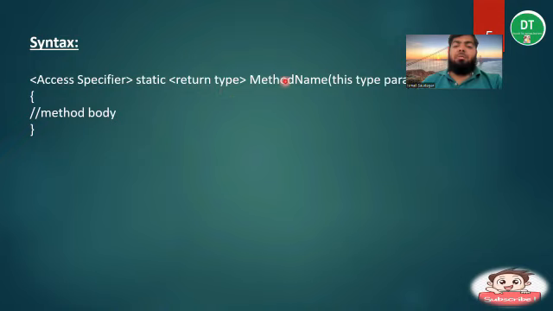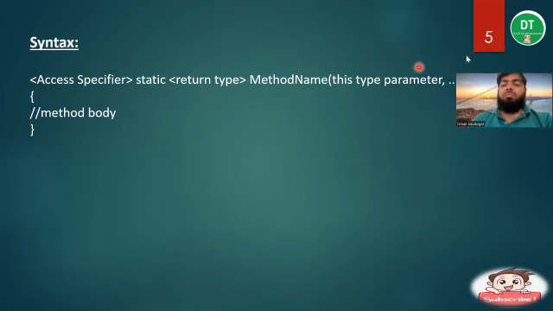And after that, the method name will come, and after that, the binding parameter will come, and this binding parameter will be preceded with the this keyword, and after this binding parameter, regular parameters will come.